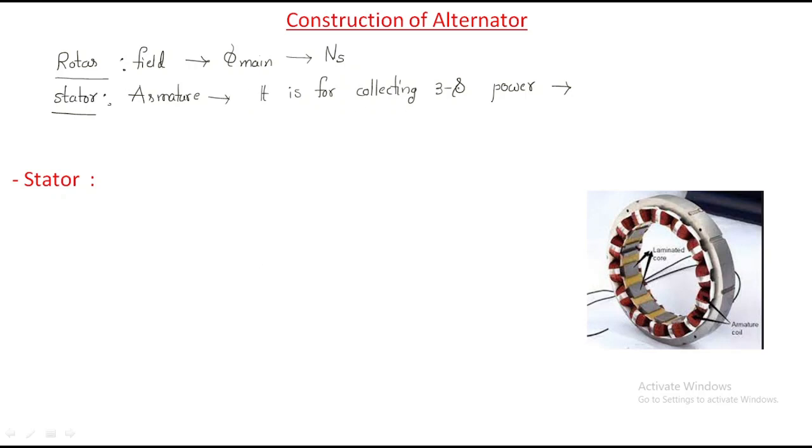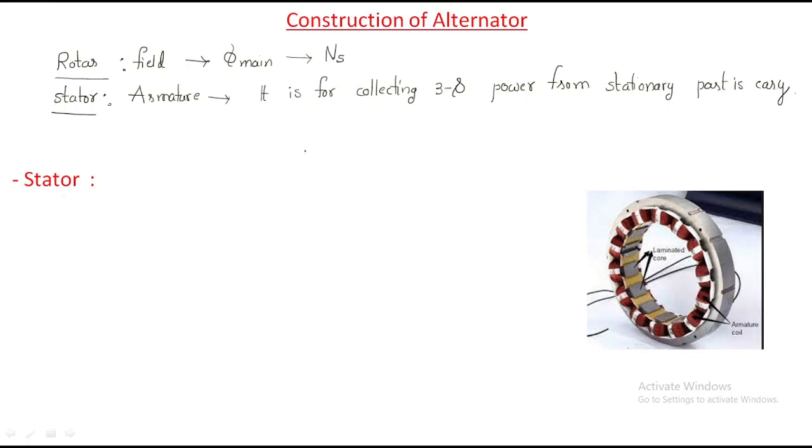Collecting the three-phase power from a stationary device is easy. That's why the armature is used as the stator. The reason is that collecting three-phase power from the stationary part is easy.